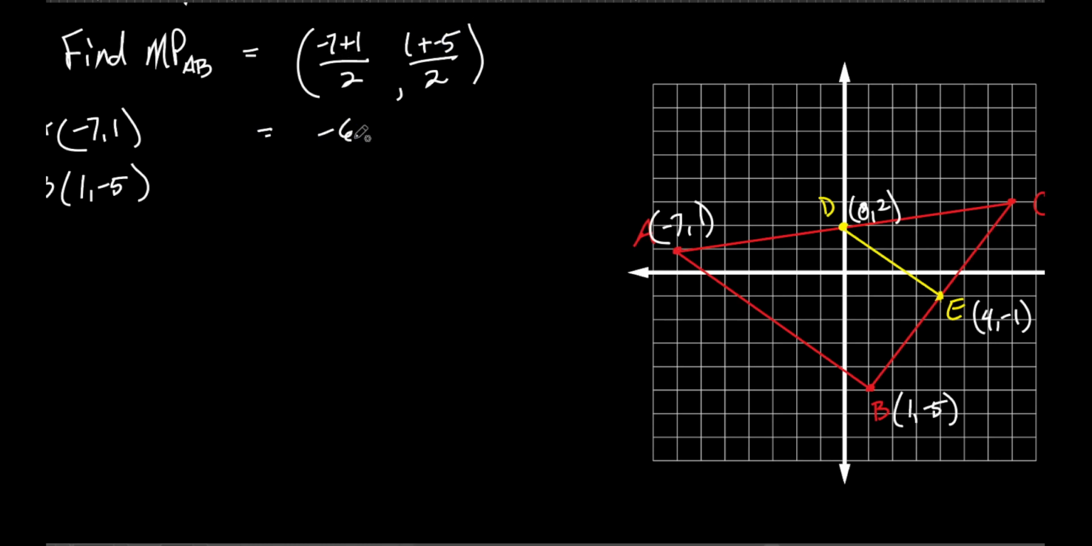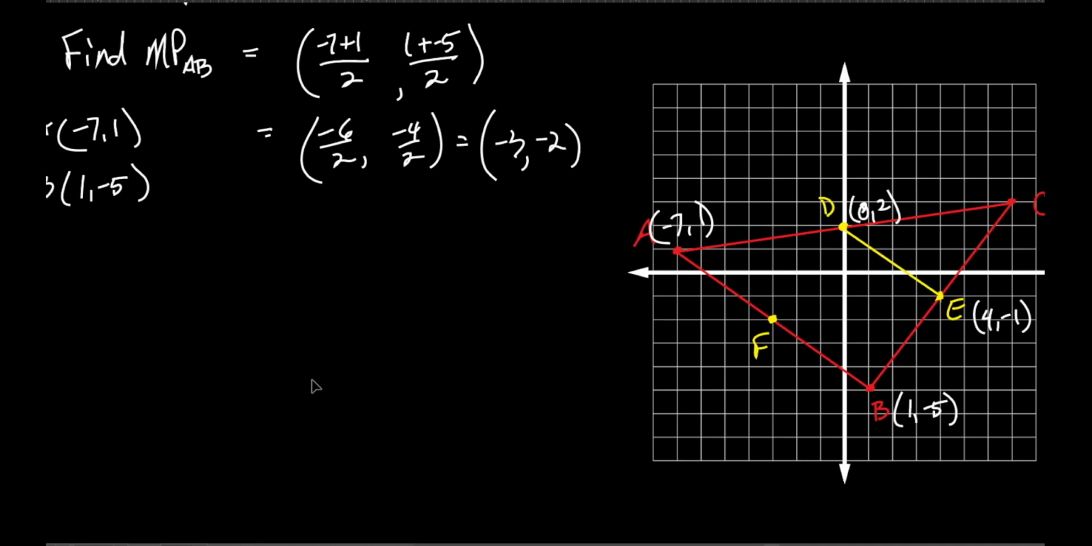This is going to be negative 6 over 2. This is going to be negative 4 over 2. Going quick because of time. And let's figure out what that is. That's negative 3, and this is negative 2. So what is the midpoint? We just found the midpoint of AB. It's at negative 3, negative 2. Let's see if it actually works, and it actually fits on here. 1, 2, 3, 1, 2. Look at that. Perfect. Right there. And we're going to call that point F.